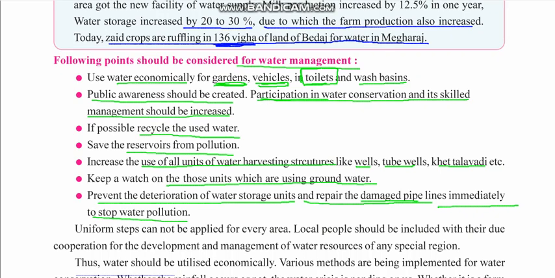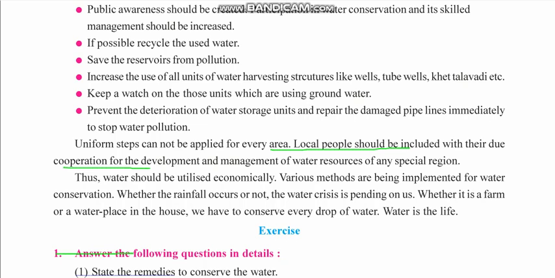Uniform steps cannot be applied to every area. This is very important. The same steps cannot be applied to each and every area. Local people should be included with their due cooperation, so that they also know the value of the conservation of water.